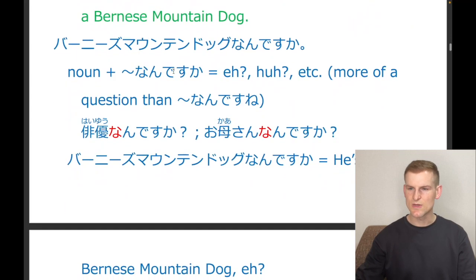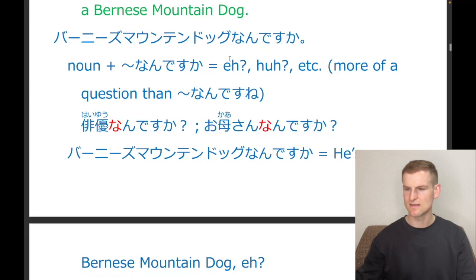Okay, so here I'm just repeating what he said basically. Barney's Mountain Dog なんですか? So we need to look at this phrase here, なんですか. Okay, so noun plus なんですか is like "is it a, etc." It's a little bit more of a question than なんですね, which we looked at up above, but basically it has a similar function. You're kind of just repeating what he said and showing interest. Oh, is that the case? Oh, that's the case, huh? Something like that.